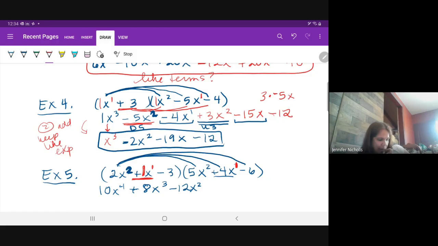So my 1x, my positive 1x, what am I going to multiply that one with? Yes, I agree. So my 5x squared. Okay, so this would be positive 5x to the third. Oh, let me write that in red. Let's write this in red so you can see it. So that's positive 5x to the third. So I'm doing my red loops. Okay, what's the next thing I multiply?